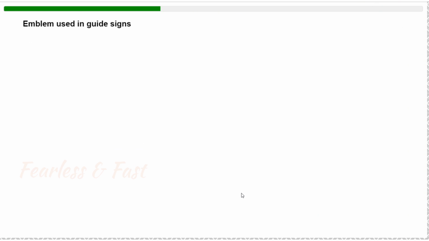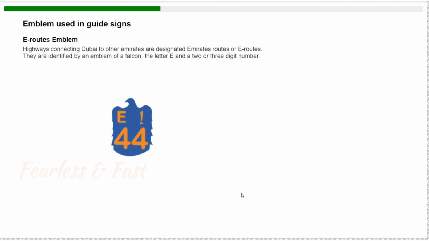Emblem used in guide signs. E-routes emblem. Highways connecting Dubai to other Emirates are designated Emirates routes or E-routes. They are identified by an emblem of a falcon, the letter E and a 2 or 3-digit number.